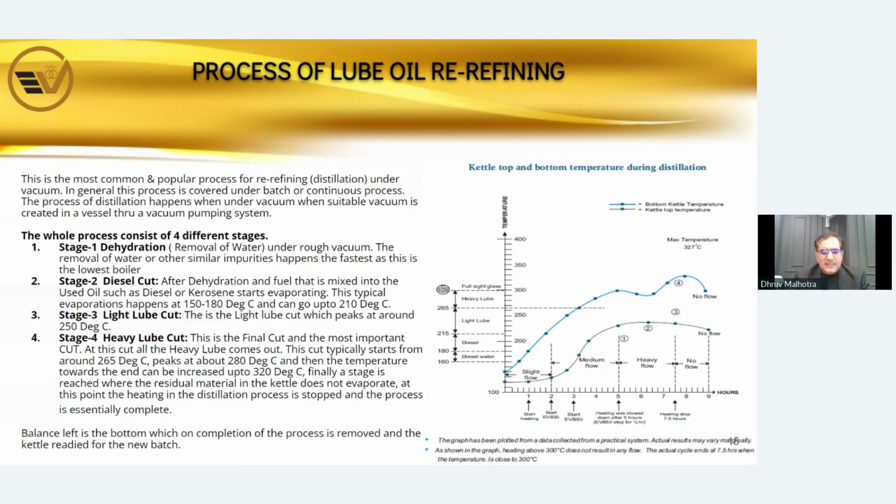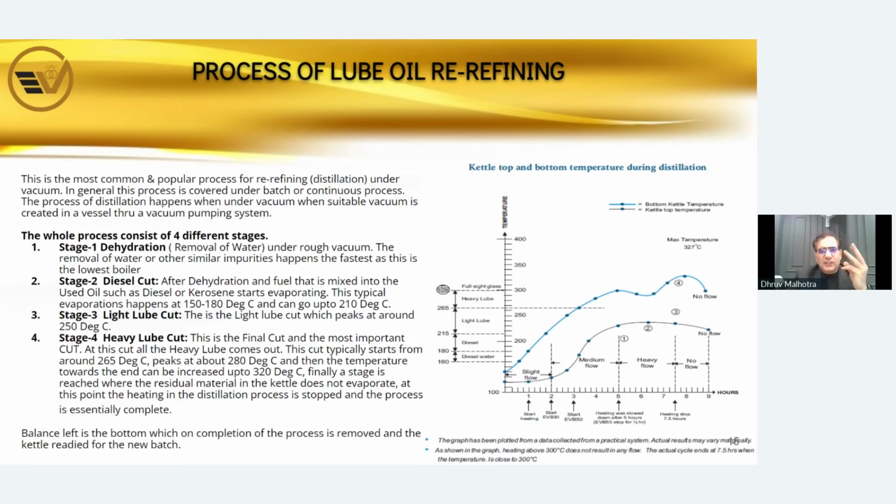The second stage is the stage of diesel cut. After dehydration, fuel that is mixed into the used oil, such as diesel or kerosene, starts evaporating. This typically evaporates at 150 to 180 degrees and can go up to about 200 degrees. But in that range, all diesel or fuel that was mixed into the used oil gets evaporated and comes out of the system.